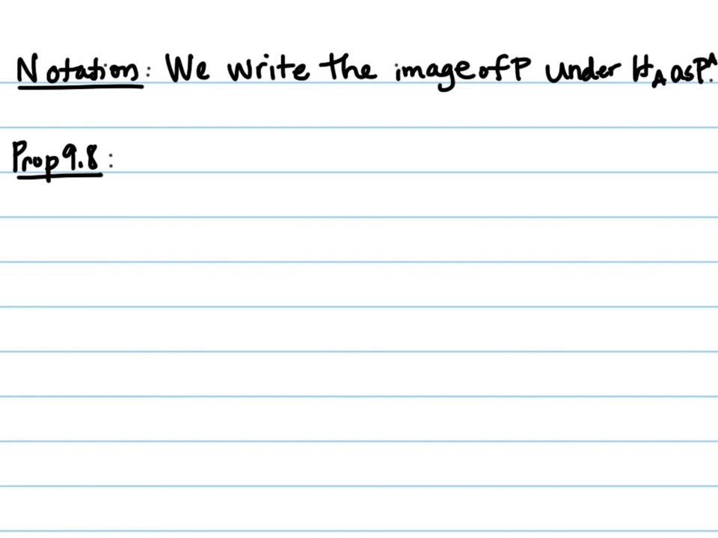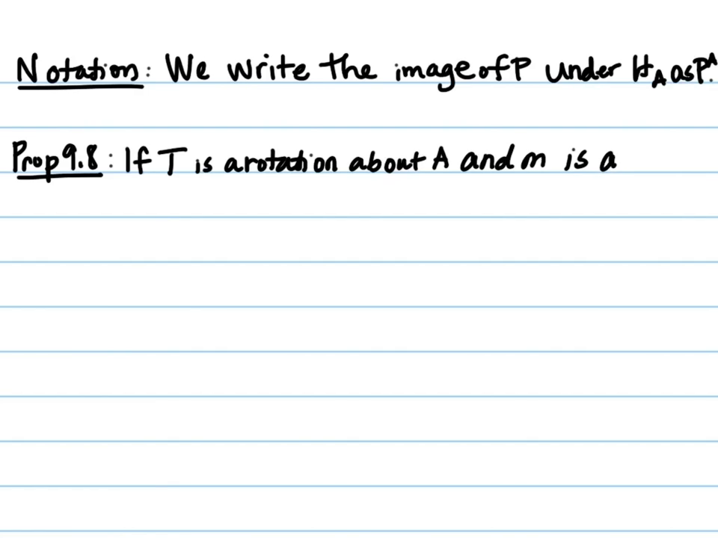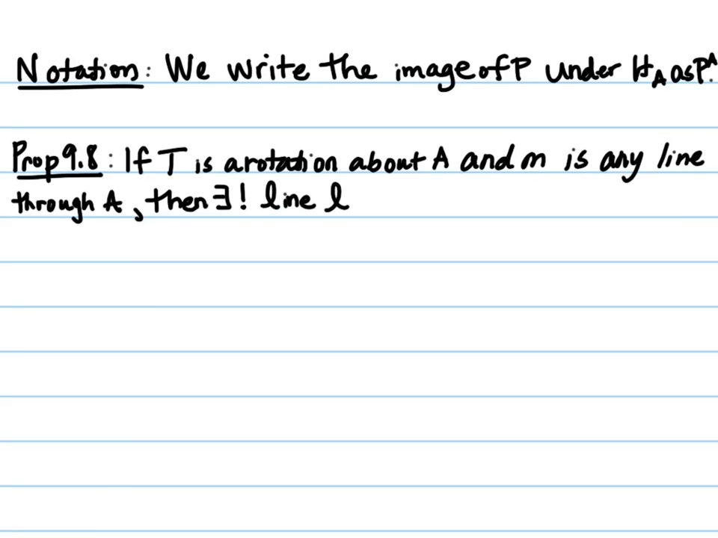Proposition 9.8, another one about rotation specifically, says if T is a rotation about A, and M is any line through A, then there exists a unique line L through A such that our rotation is the composition of the two reflections, R sub L and R sub M.